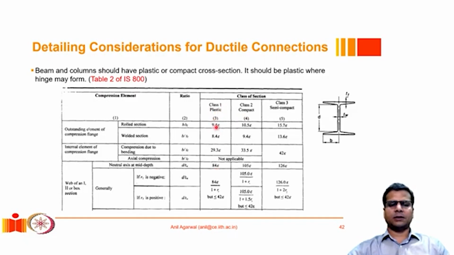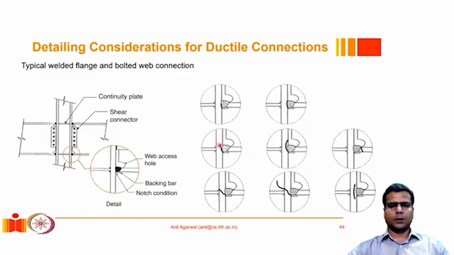You may see that plastic classification is even more stringent, meaning that each plate in a hot roll section, for example, has to be thicker. So the B by T ratio is smaller in comparison to a compact section. That means the plates have to be thicker. A plastic classification ensures that even after a very large rotation or very large strain, and in cyclic conditions, the cross section does not undergo local buckling easily, and it can accommodate a lot of compressive and tensile plasticization over and over again.